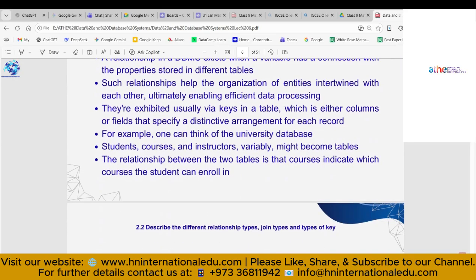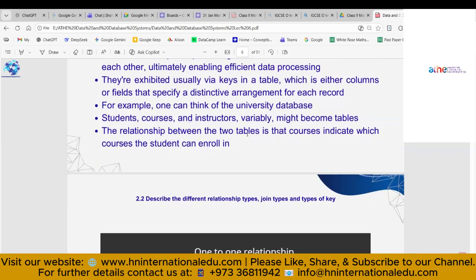So for example, one can think of the university database. In the case of a university database, you can say one university has many students. And in the last lecture, we saw that the university has departments and administration. So one department can have many faculties, basically like that. So students, courses, and instructors variably become tables. The relationship between the two tables is that courses indicate which course the student can enroll in, right? In the case of universities.